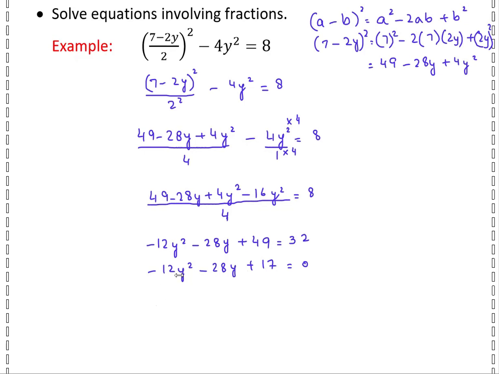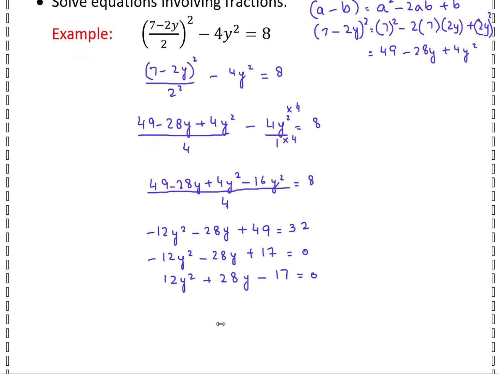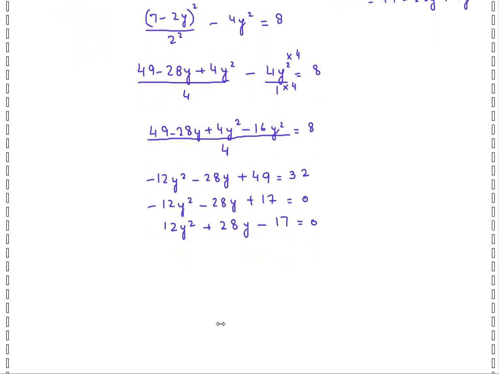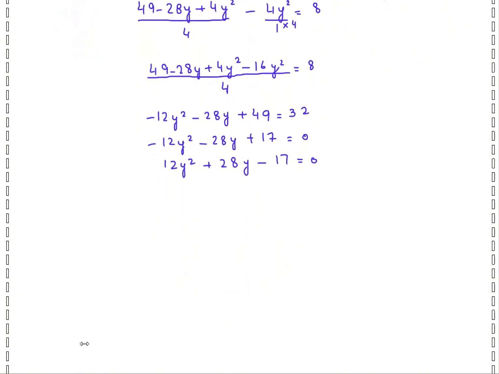Now we can make this term of y square positive. We can multiply this whole equation by minus 1. So this will become 12y square, this will become 28y, and this will become minus 17. Now this can be solved using factorization or using quadratic formula.